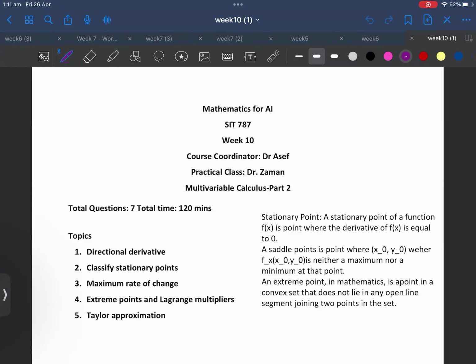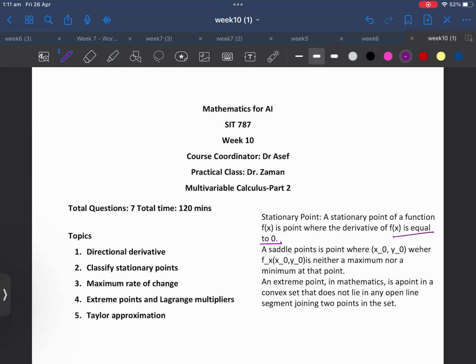There are a total of 7 questions, and our topics are the directional derivative, classifying stationary points, maximum rate of change, extreme points, Lagrange multipliers, and Taylor approximation. Here is a simple definition of a stationary point. A stationary point of a function f of x is a point where the derivative of f of x is equal to 0. So we need to remember that.